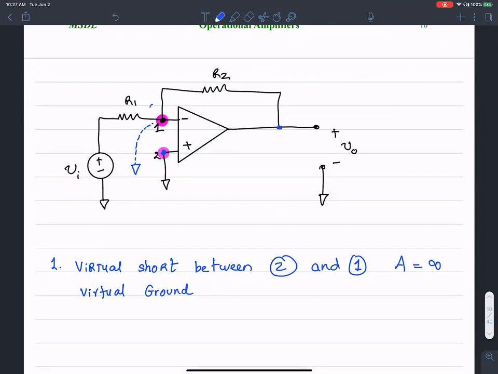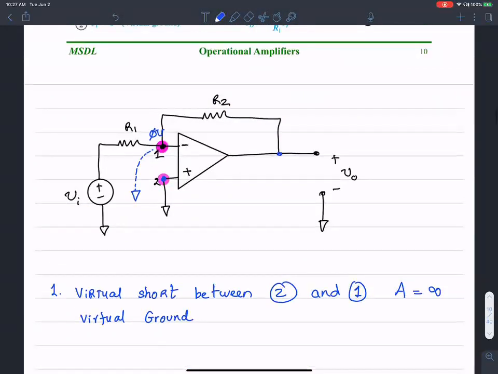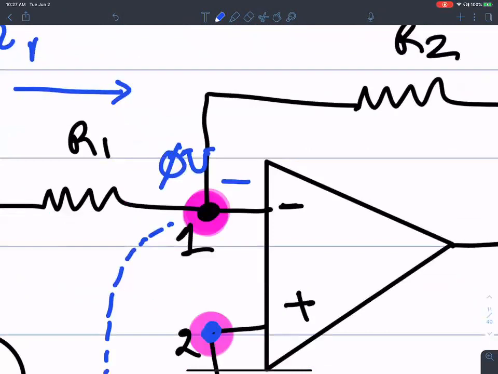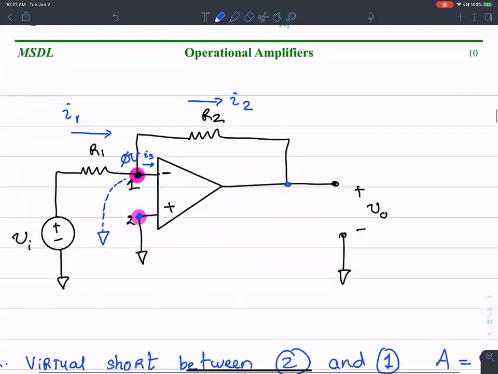So now I know this potential, this voltage, is at 0 volts. Okay, so I'll try to find the current that's flowing through each of these resistances. So there is I1 current flowing in here. There is current I2 flowing in here. Now let's say there is some small teeny tiny current I3 flowing in there. What would be the value of I3?